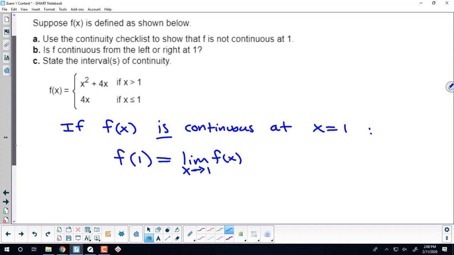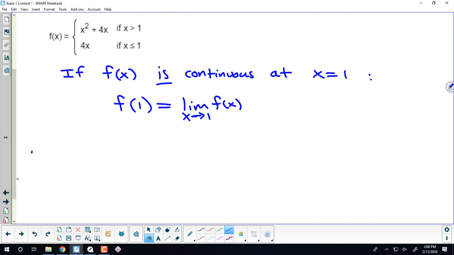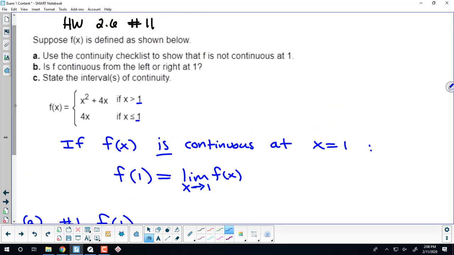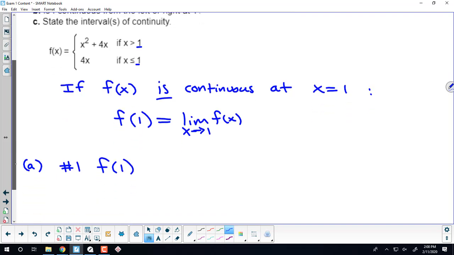In order to show the function is not continuous, we have to have something like this, that B is violated. So part A, we're going to compute, and I'll just write number 1 from the continuity checklist. Item number 1 on that checklist, what is f of 1? That's the value that we're trying to determine continuity at. F of 1 is equal to 4. Does everybody agree? F of 1 is equal to 4.